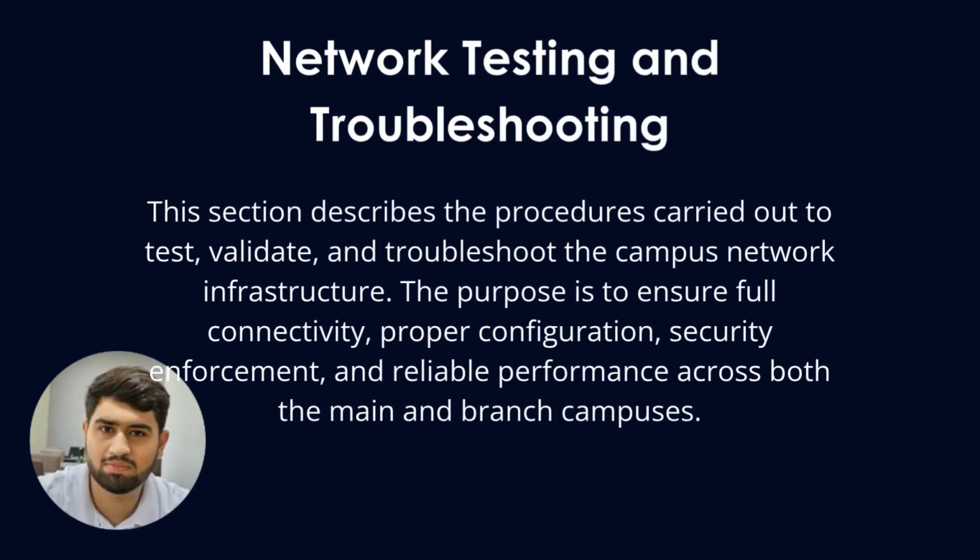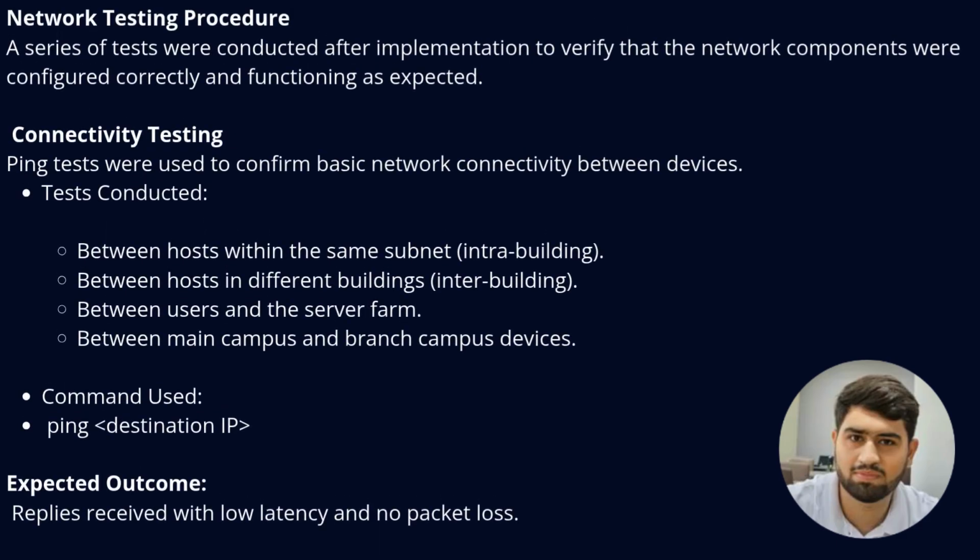Network testing and troubleshooting. This section describes the procedure carried out to test, validate, and troubleshoot the campus network infrastructure. The purpose is to ensure full connectivity, proper configuration, security enforcement, and reliable performance across both the main and branch campuses. Network testing procedure: a series of tests were conducted after implementation to verify that the network components were configured correctly and functioning as expected.